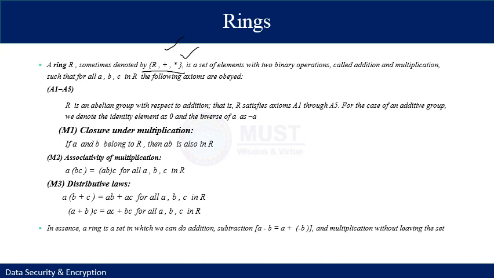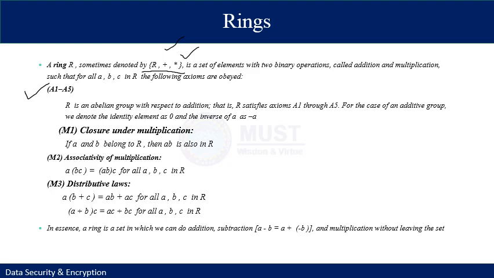So again, our ring must hold all 5 axioms of the group, that is, R is an abelian group with respect to addition, that R satisfies axioms A1 through A5 discussed on slide number 5. For an additive group, we denote the identity element as 0 and the inverse element of a as minus a, and it must hold further axioms, known as closure under multiplication. It states that if a and b belong to R, then ab is also in R. That means if you multiply two numbers from a ring, the result will also be a part of the ring.